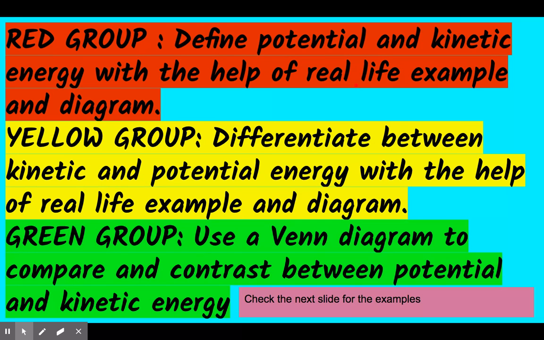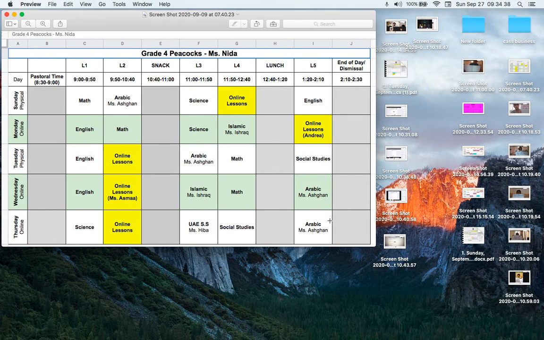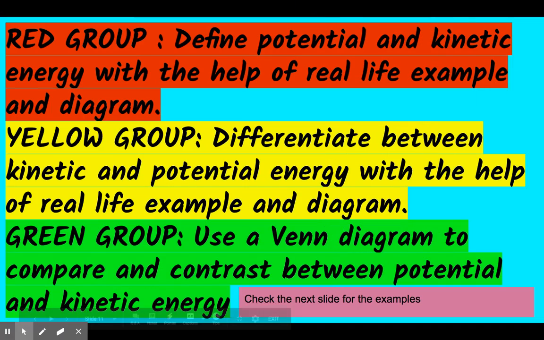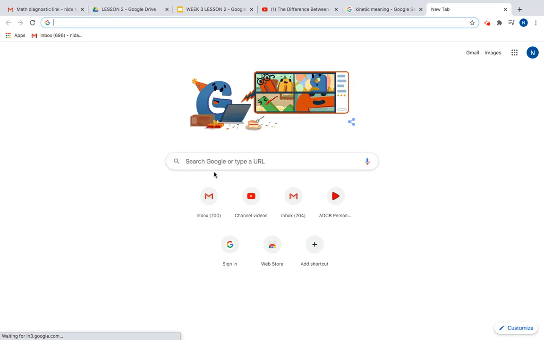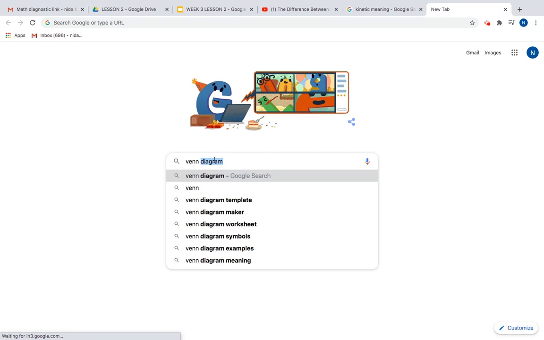So finally, you have your exit ticket. That is just a click away. Don't forget to do it. Meanwhile, I'll discuss with you how a Venn diagram looks like. So here we go. And I'm sure you must have used a Venn diagram before also.